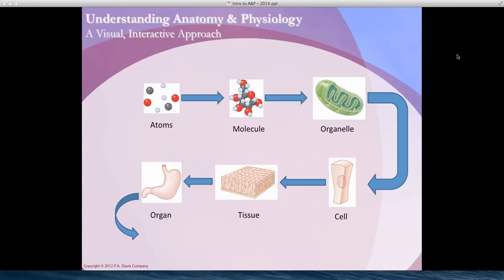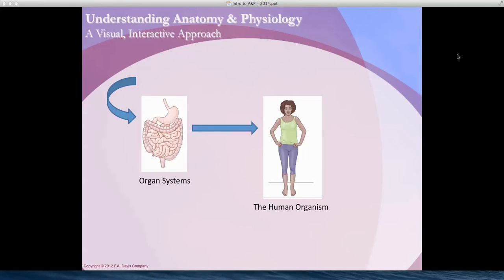Then cells group together to form tissues, and then tissues come together to form organs. Organs come together, multiple organs come together to form organ systems. And then, of course, all the organ systems together is what really makes the human organism, or us, right?